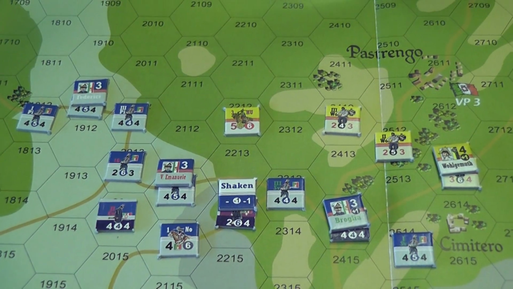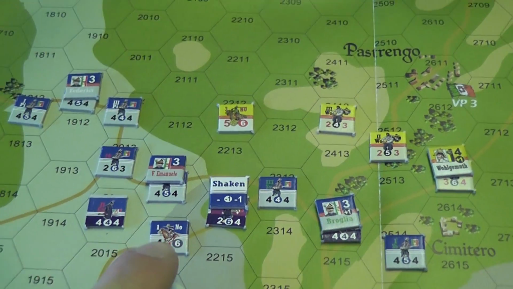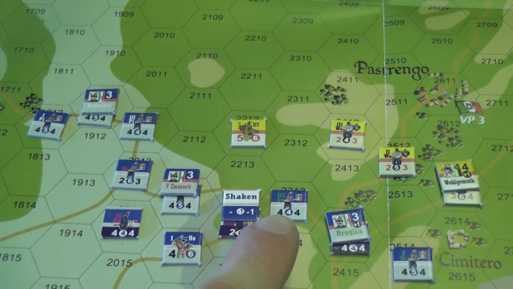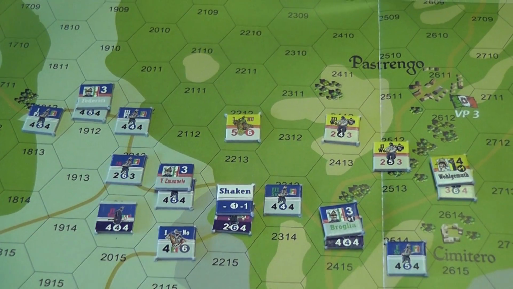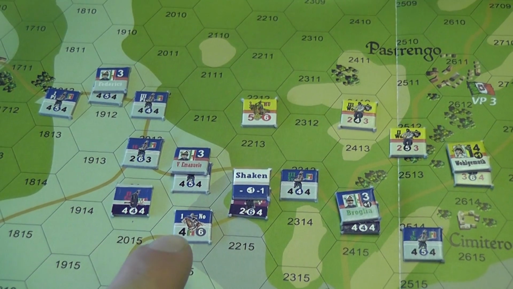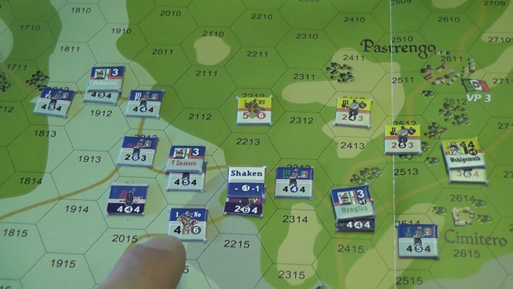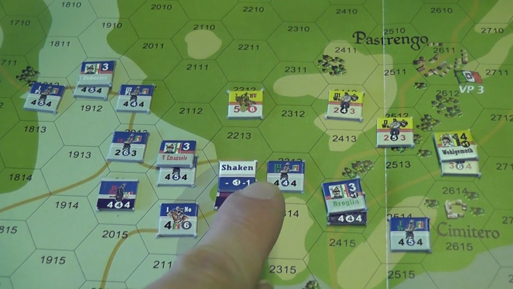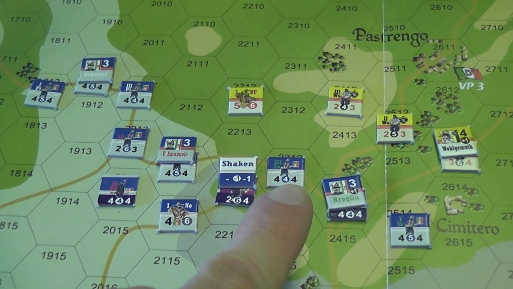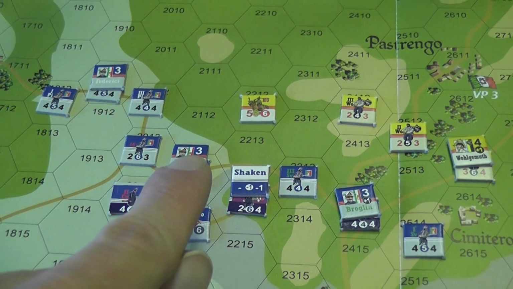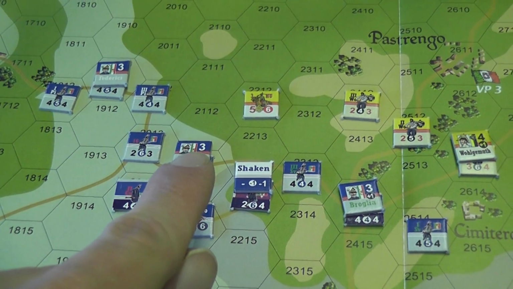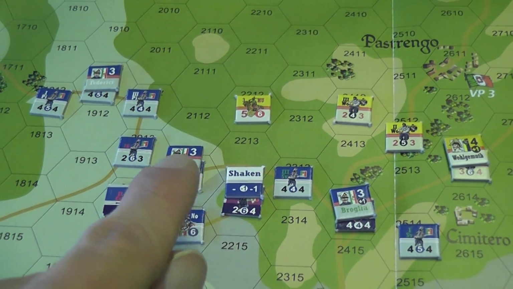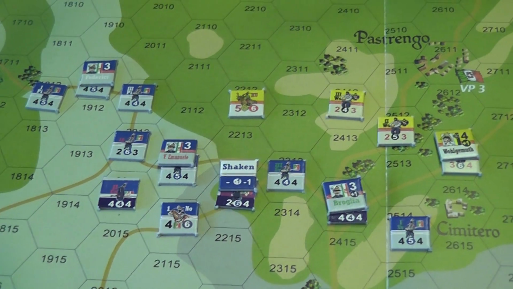There are three types of units in the game: cavalry, infantry, and leaders. Cavalry units only have two values printed on them, melee and morale. Infantry units have melee, morale, and fire combat. Leaders usually have a number that indicates the range of their command. They may also have a bonus that applies in combat.